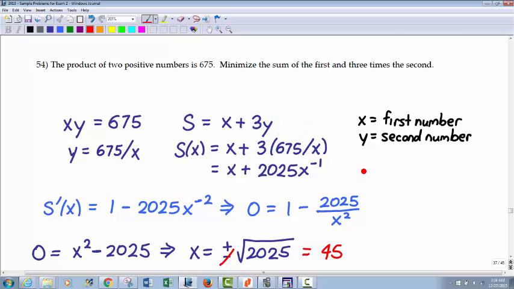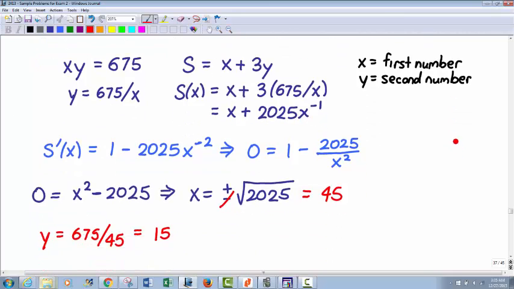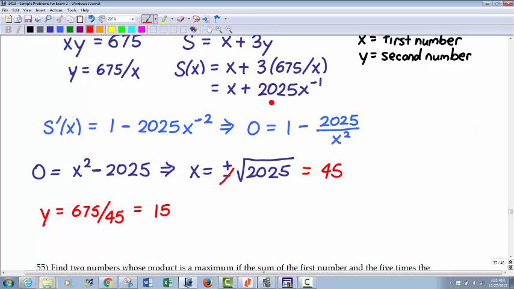So we have 675 divided by x, and then multiply it by 3. And I went ahead and brought the x up. So the function we're going to minimize as a single variable x will be x plus 2025 x to the negative 1. So we take the derivative. Derivative of x is 1. Bring down negative 1, change that to negative 2. And set this equal to 0.